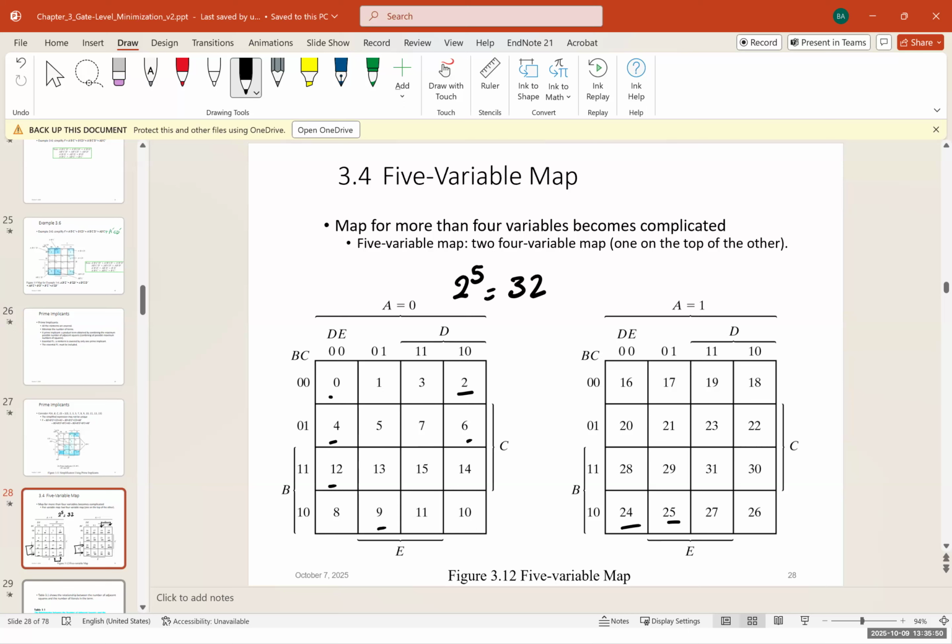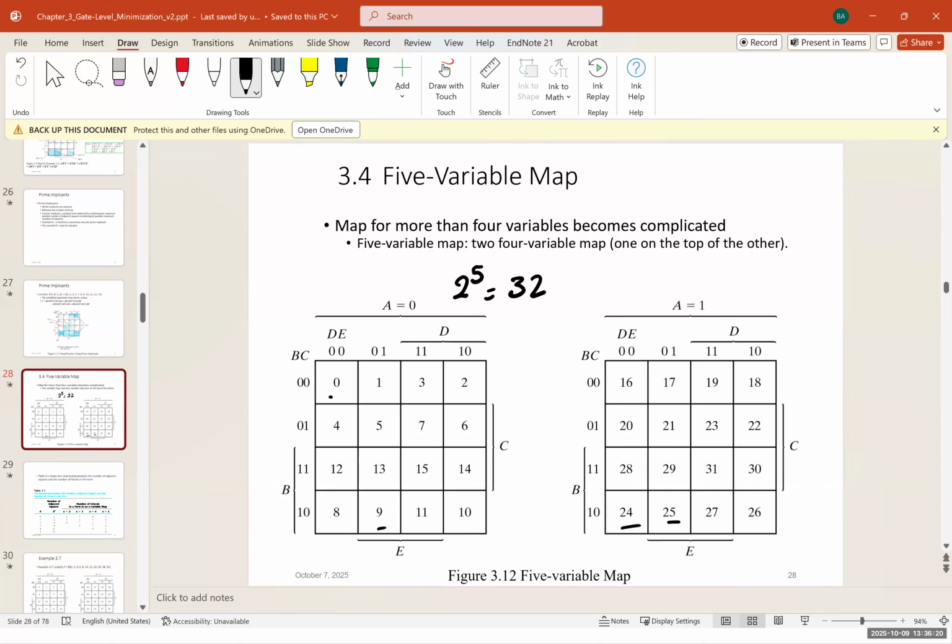The only difference, as I mentioned, is that on the right one A is 1, and the left one A is 0. So again, the arrangement of B, C, D, E is the same on both of them. But the only difference is the right table has an A of 1 and the left table has an A of 0.